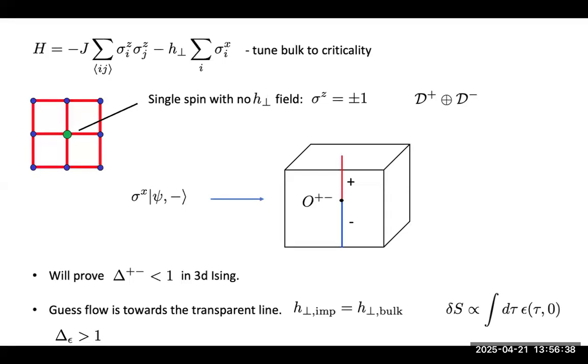And then the question someone already asked, where is the flow towards? And the guess is that the flow is towards the transparent line where H perp on the impurity is equal to H perp in the bulk. And at least we know that that transparent line defect is stable to Z2 preserving perturbations because the epsilon operator, the Z2 even operator in the Ising model, has dimension something like 1.4, right? So this perturbation is irrelevant.